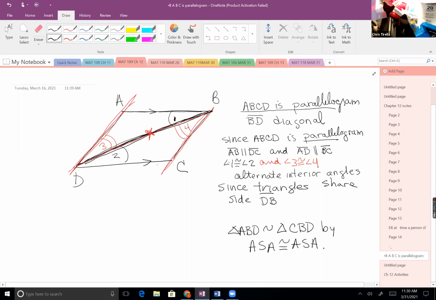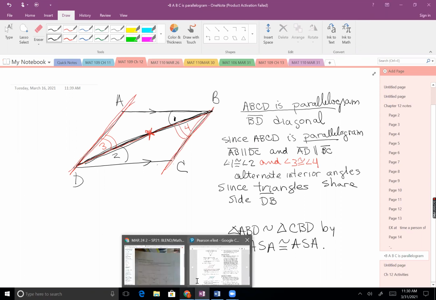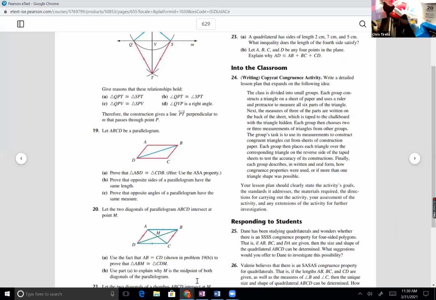Does that make sense? Yes. So now then, the next part says, prove that the opposite sides of the parallelogram have the same length.